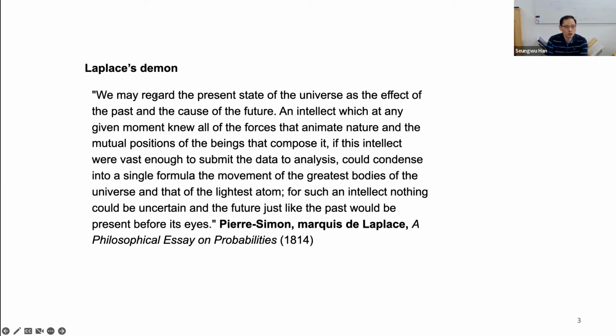And here, to quote, we may regard the present state of the universe as the effect of the past and the cause of the future. An intellect which at any given moment knew all of the forces that animate nature and the respective positions of the beings that compose it, if this intellect were vast enough to submit the data to analysis, could condense into a single formula the movement of the greatest bodies of the universe and that of the lightest atom. For such an intellect, nothing could be uncertain, and the future, just like the past, would be present before its eyes.